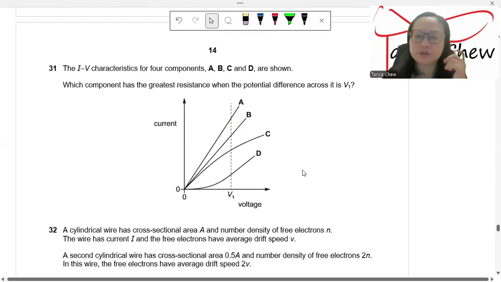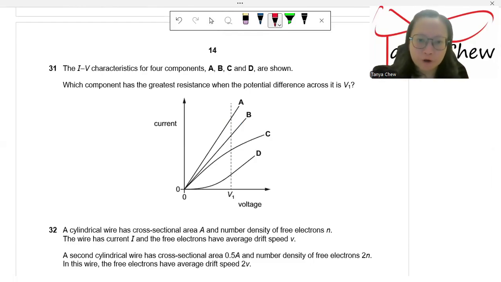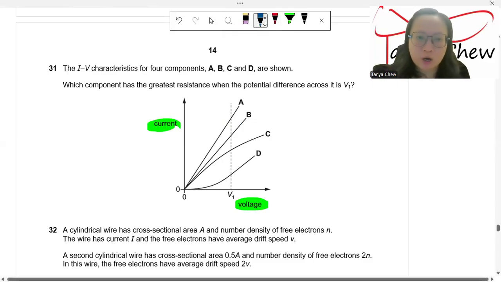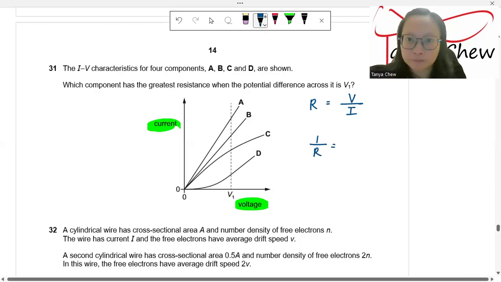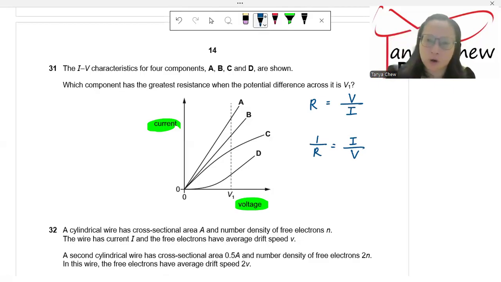But now because the values are not given, for the curve, I'm just going to draw a tangent. And you have to bear in mind, this is current over voltage, right? R value is equal to voltage over current. But this is current over voltage. So when you find current over voltage, you are finding 1 over R value, the inverse of R, right? So if the tangent line that I'm going to draw has the least steepness, that will give you the greatest R.